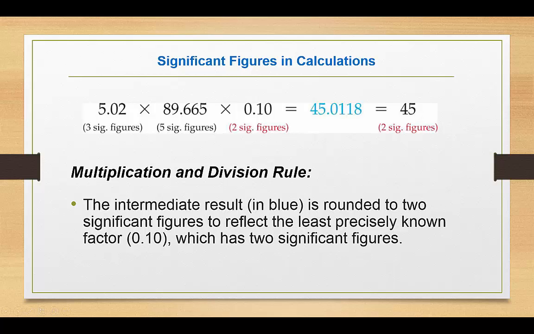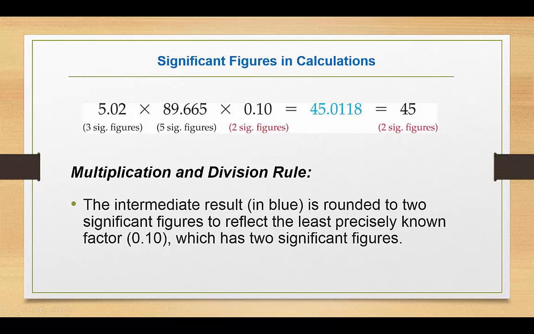I took these numbers, 5.02, 89.665, and 0.10, and I multiplied all three of those together. Now if I punch that in my calculator, I get 45.0118. So how do I know? Do I use all of those numbers? Do I use part of those numbers? I have to go back to the numbers that I used in the operation.